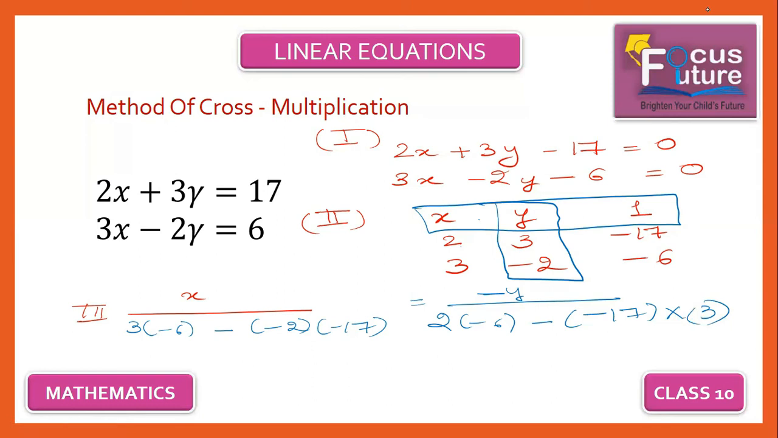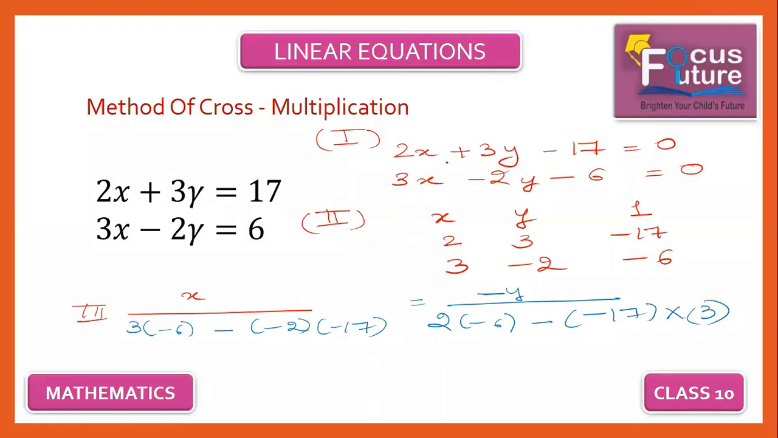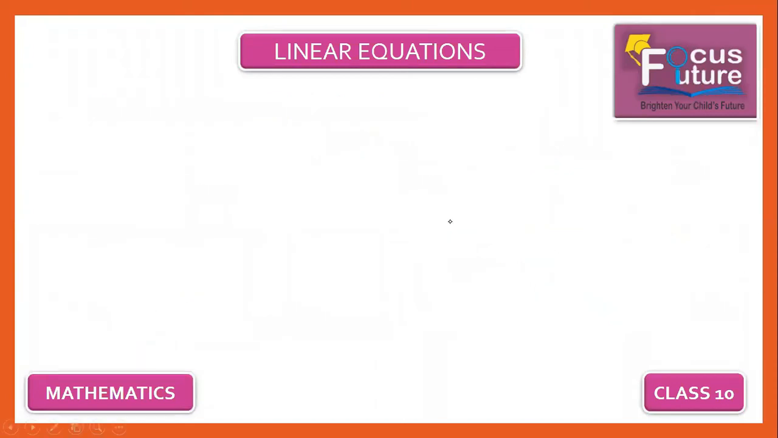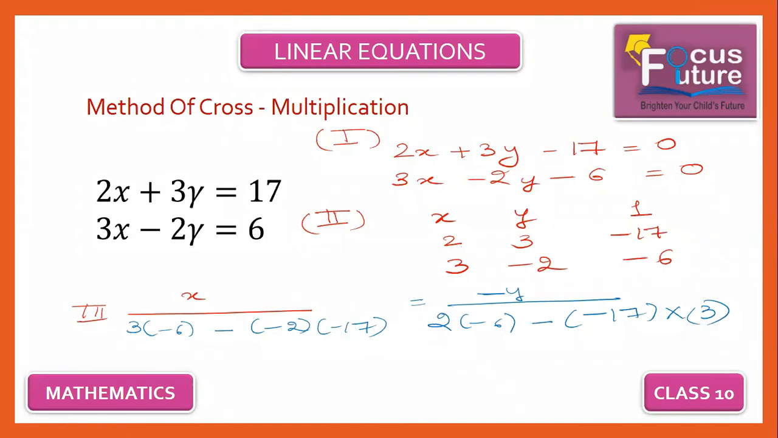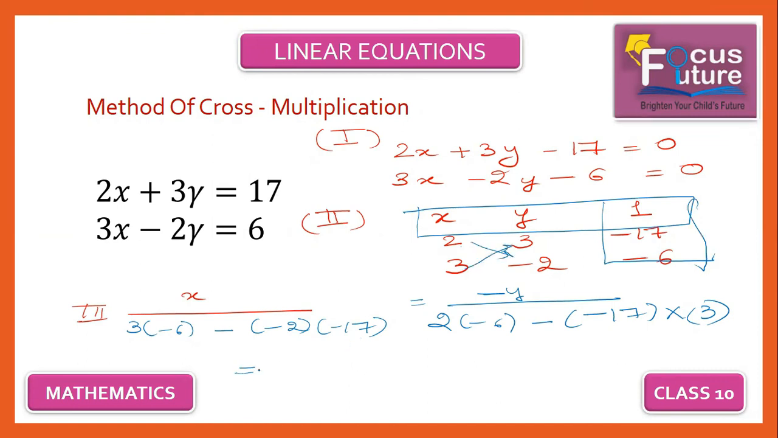Now let us calculate the constant part. For the constant part, what will you do? You will leave this row and this column part, and the rest you would cross multiply, this and this. So equal to 1 divided by 2 into minus 2 minus 3 into 3. Now fourth step, just solve it.